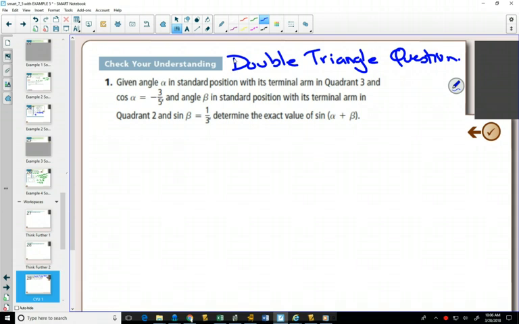These double triangle questions are ones where you have to draw two triangles because there's two angles. So we read the first phrase: given an angle alpha in standard position in quadrant 3 and cos of alpha is -3/5. That type of phrase is similar to triangle questions you've done in the past. And so from that first part, I know that alpha's in quadrant 3.